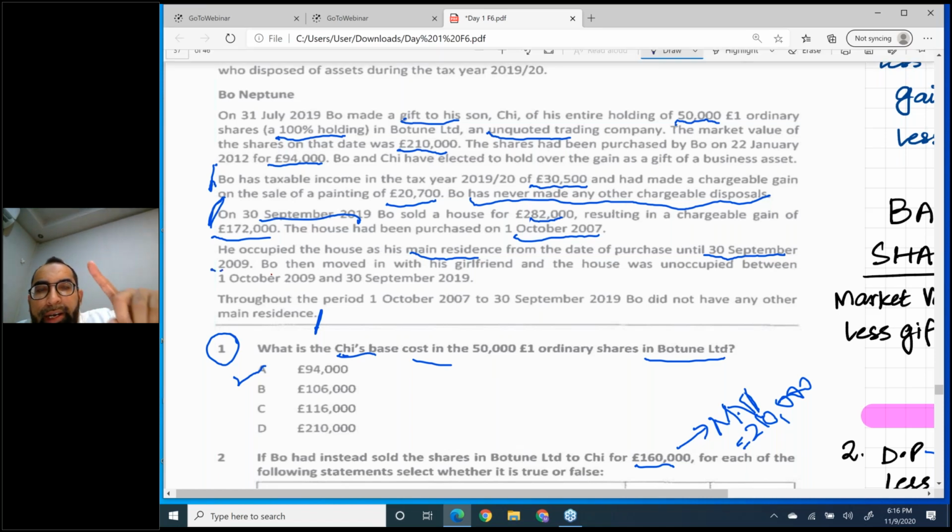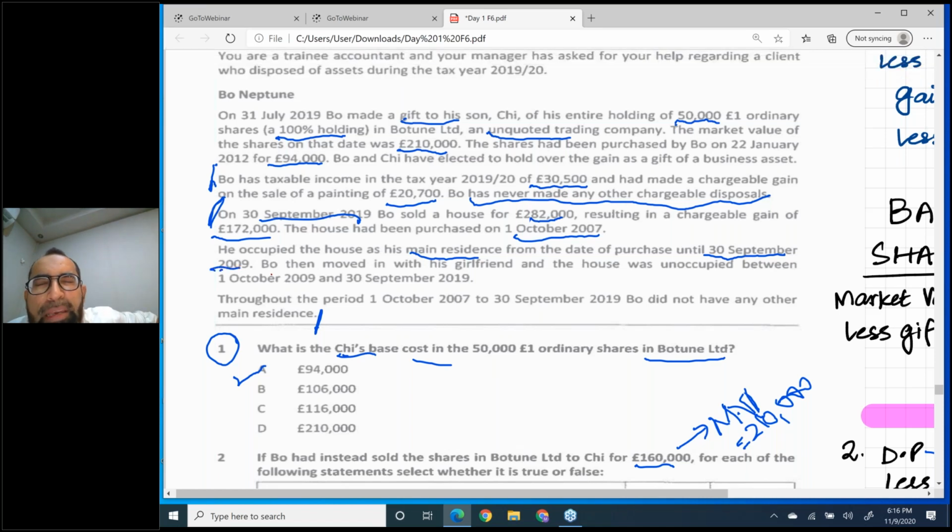Wait, he bought this property on 1st October 2007, and from 1st October 2007 to 30th September 2009, this makes 2 years, 24 months. The first 24 months he stayed in the house, and whenever you use your house for private, residential use, you get exemption. So these 24 months are exempt.